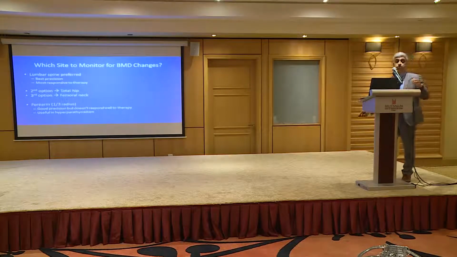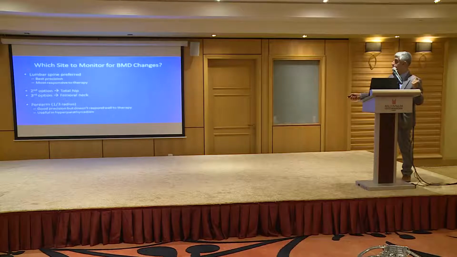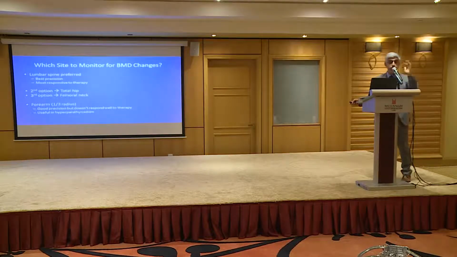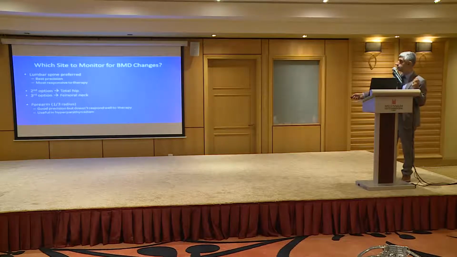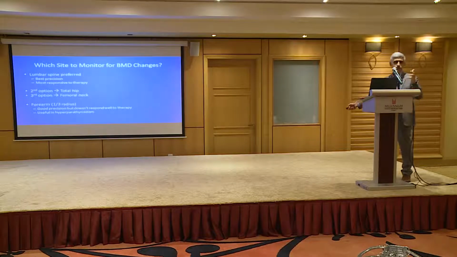Which site to monitor? So which one do we check for monitoring of therapy, basically? This is for therapy mainly. Lumbar spine is preferred because major trials were done on the spine, looking at fracture risk reduction with therapy. And also it has the best precision, meaning mistakes with positioning in the spine are less. So it's easy to get the same results. Second option would be total hip. Third option, femoral neck, because it's more difficult. Forearm is not really good for monitoring therapy, and we don't use it for that.